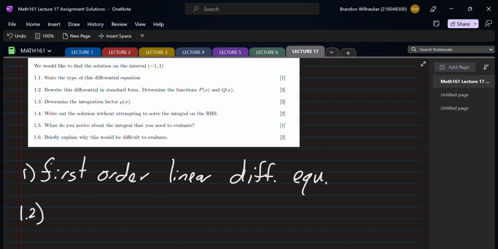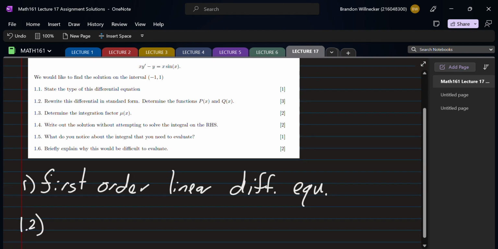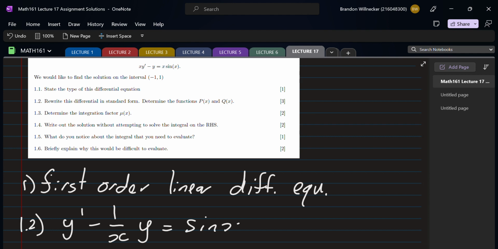Okay, 1.2, rewrite this in standard form. So we need to divide through by the x so that the coefficient of y prime is just 1. And then that gives us what everything should be. So dividing through by x, we get y prime minus 1 over x times y is equal to sine x.